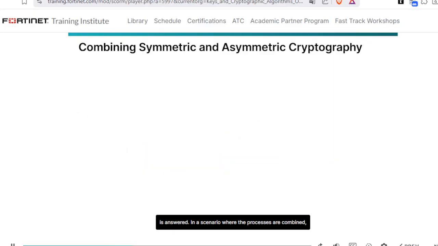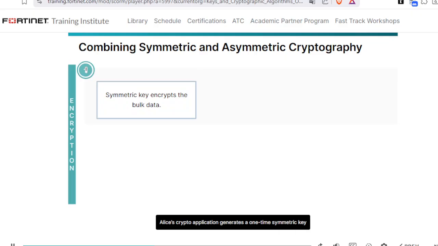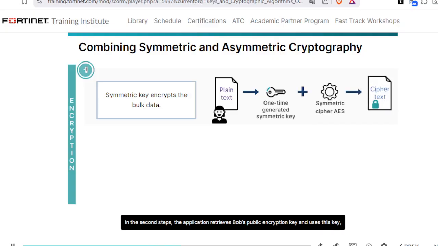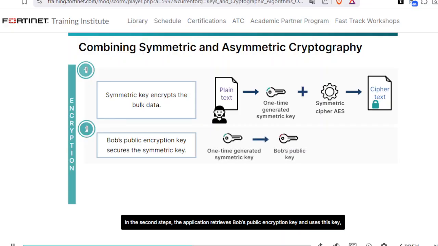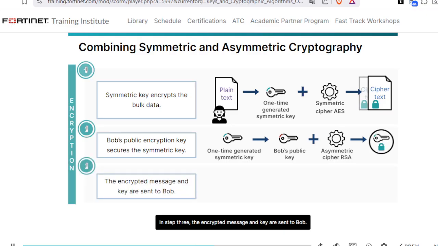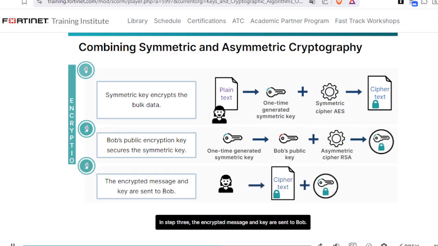In a scenario where the processes are combined, Alice sends an encrypted message to Bob. In the first step of encryption, Alice's crypto application generates a one-time symmetric key and, together with a symmetric algorithm, encrypts the message. In the second step, the application retrieves Bob's public encryption key and uses this key, together with an asymmetric algorithm, to encrypt the symmetric key. In step 3, the encrypted message and key are sent to Bob.